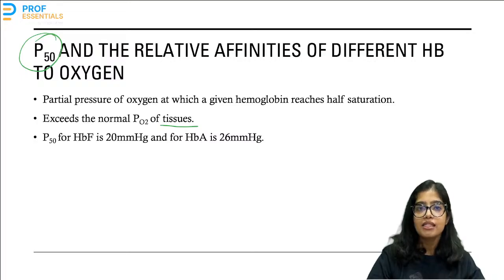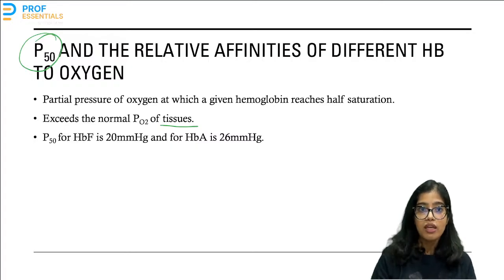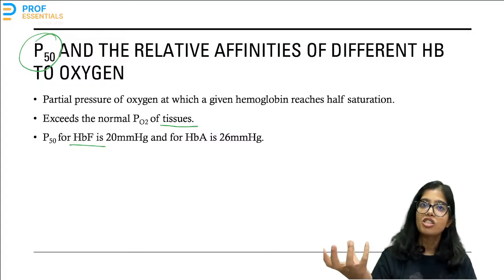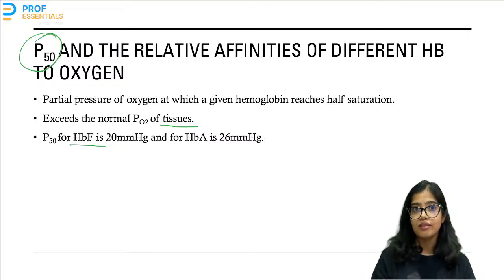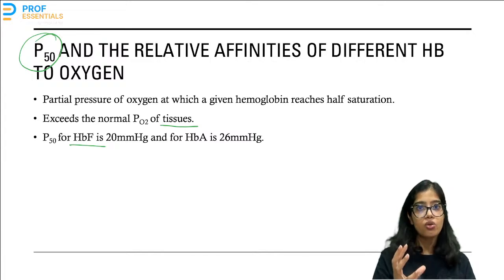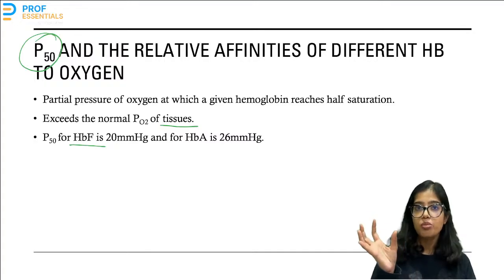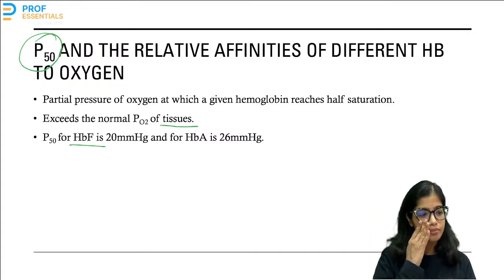That means at a lesser partial pressure of oxygen, it is going to be half saturated, whereas HbA is going to be half saturated at a higher partial pressure. That means HbF, or fetal hemoglobin, has a higher affinity for oxygen. Therefore, this property helps the fetal hemoglobin to extract oxygen from the placenta. Because the affinity with which the HbA is holding on to oxygen in the placenta is lesser compared to the affinity with which the HbF is going to draw oxygen. Understood?